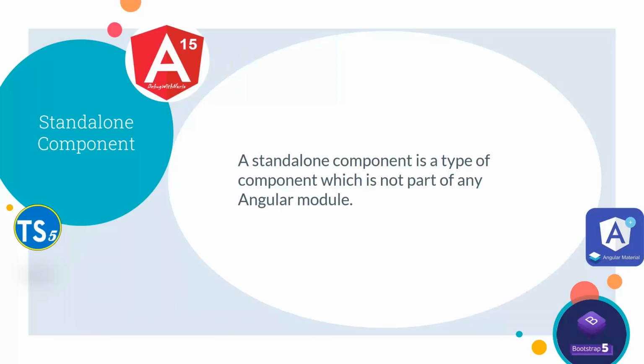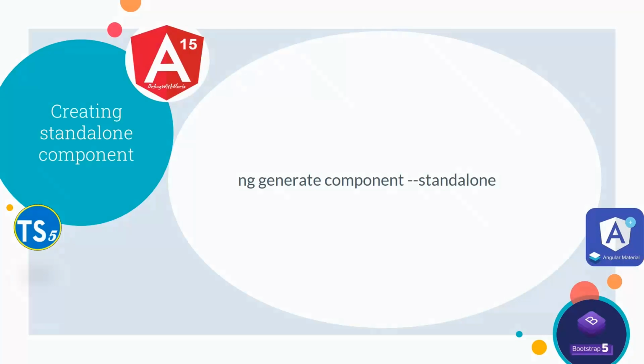Now, what is a standalone component actually? A standalone component is a type of component which is not part of any Angular module. Before Angular 15, every component was a part of a module, but in Angular 15, modules become optional, so we could have standalone components. Next, we need to see how we can create standalone components.